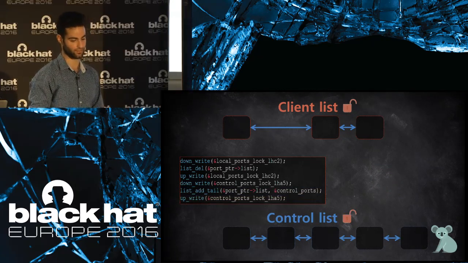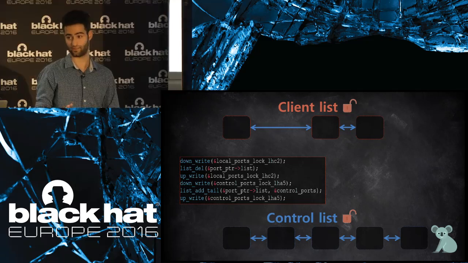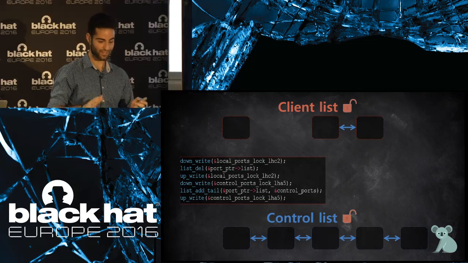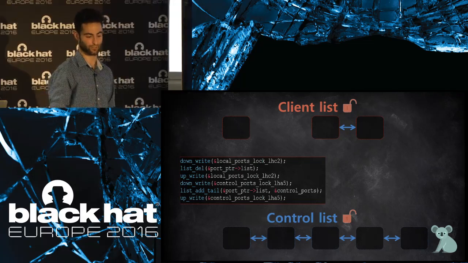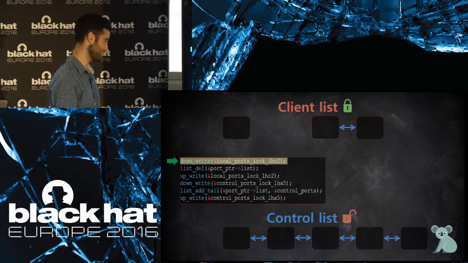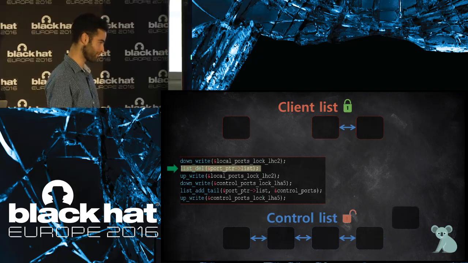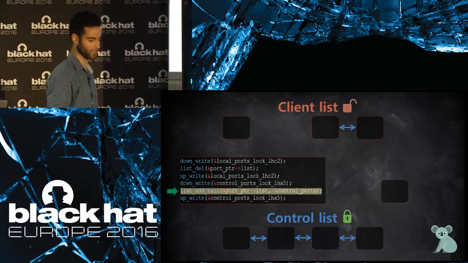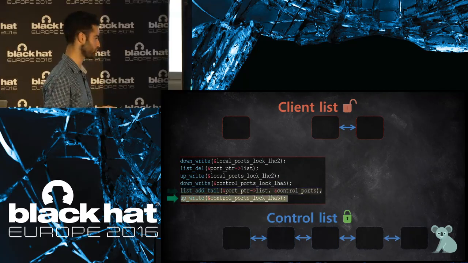Not so complicated, and there was nothing wrong with the flow that we saw here. But there's always this but. What happens when we convert a control port to a control port? There's no limitation for that. So let's examine the code. We lock the client list, we take the object out from this list, which is not locked. We unlock the client list, lock the control list, put the object back, and unlock the control list.